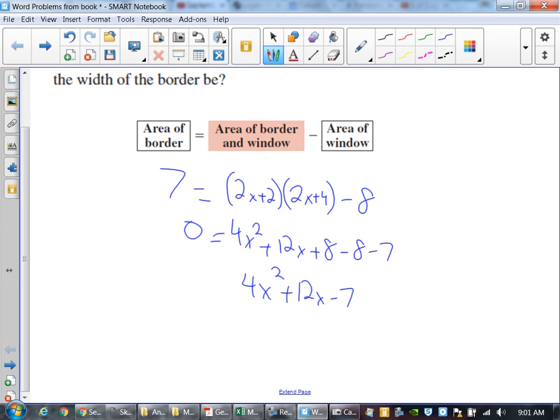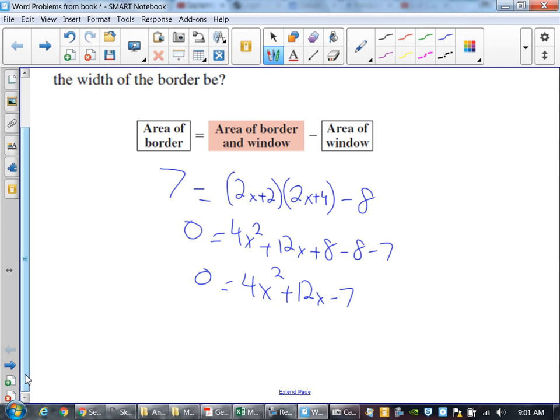So now you have a bunch of different methods to choose from. If you think about the different methods we have to solve this problem, one of them is factoring. That was the first one we did. So if I look at this one, what's 4 times negative 7? 28. So we ask ourselves real fast, what times what is negative 28 that I can add together to get a positive 12?